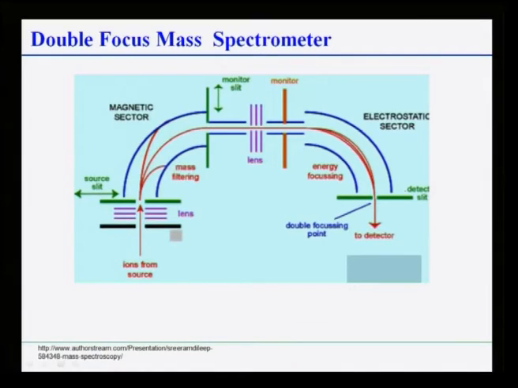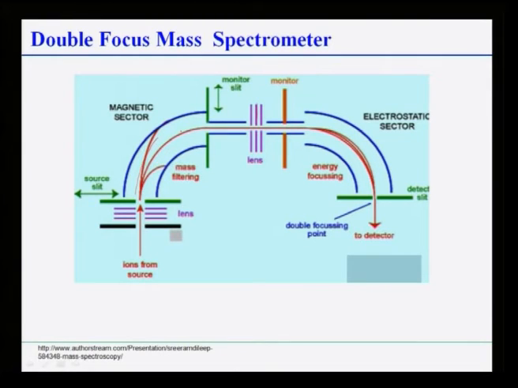The next one, which is also widely used, is known as the double focus mass spectrometer. What is a double focus mass spectrometer? Well, the single focus mass spectrometer you have seen; here we are using two focusing sectors. You can see this is the ion source, and then it passes through a lens. There is a source slit, and then there is a magnetic field, basically a magnetic sector.